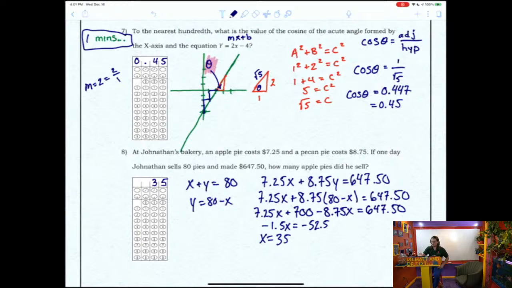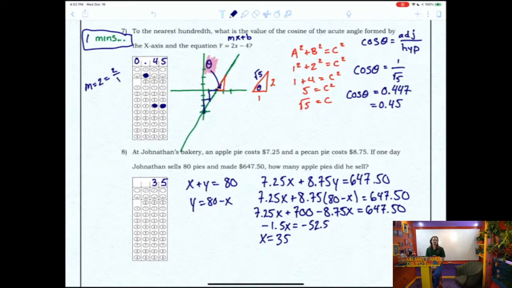And let me just put in, just bubble in there. So the answer to number 7 is 0.45. At 8, we can write two equations.